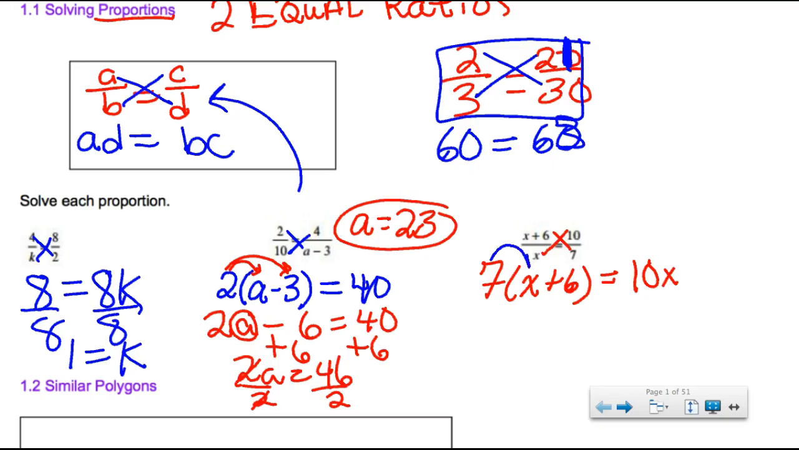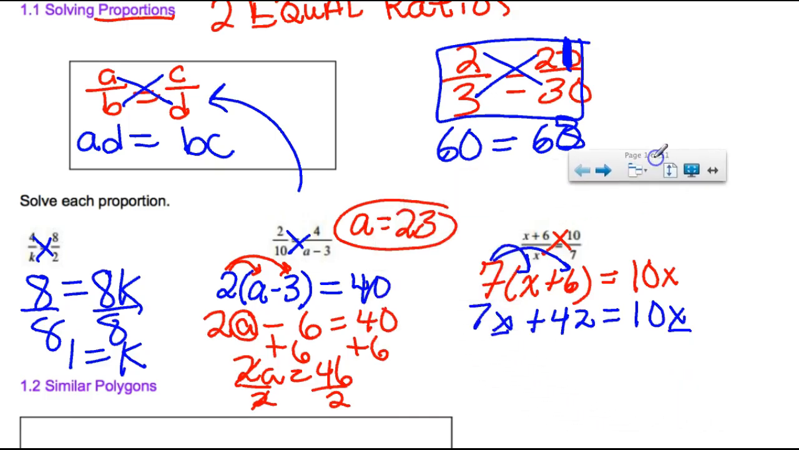And again, we're going to distribute that 7 in. We're going to multiply it in. 7 times x is 7x. 7 times 6 is 42. That's what will be equal to 10x. Now we're trying to isolate the x, and it's on both sides of the equation, so we need to move it over. This is where we have a choice. We can either move the 10 over to the left-hand side or the 7 over to the right-hand side. And I like to choose the smaller one because I like to avoid negatives. But that's a choice that's 100% up to you.